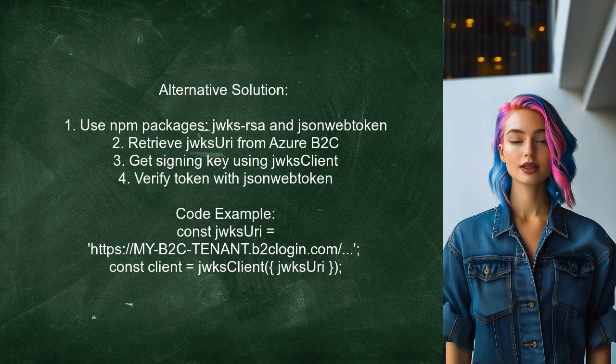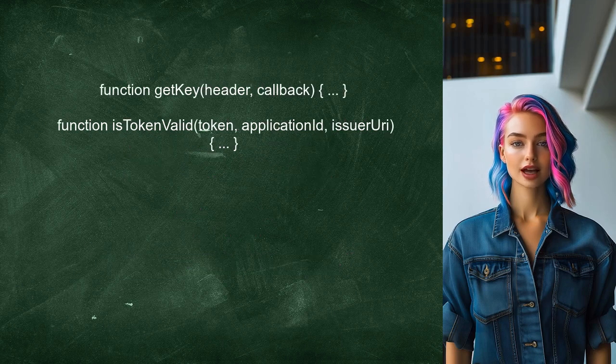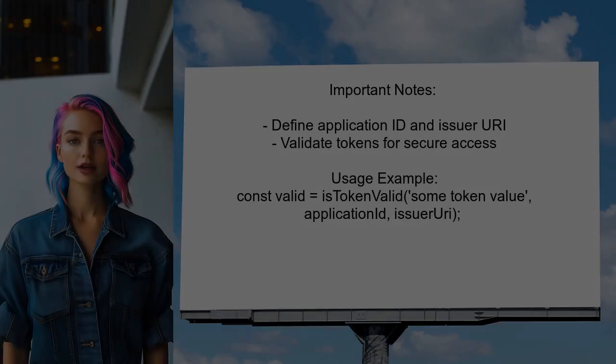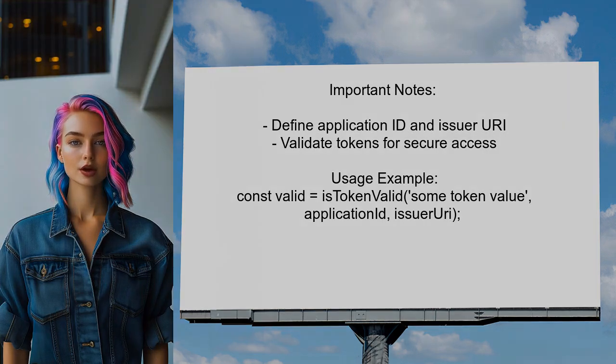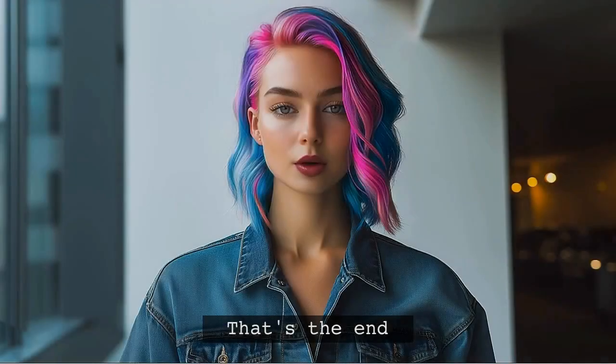An alternative solution for validating Azure AD B2C tokens involves using two NPM packages, jwks-rsa and jsonwebtoken. First, retrieve the JWKS URI from your Azure B2C configuration. Then, use the JWKS client to get the signing key based on the KID value from the token header. Finally, verify the token using the jsonwebtoken package with the correct audience and issuer options. Make sure to define the application ID and issuer URI based on your Azure B2C settings. This method allows you to validate tokens effectively, ensuring secure access to your application. That's the end of that answer.